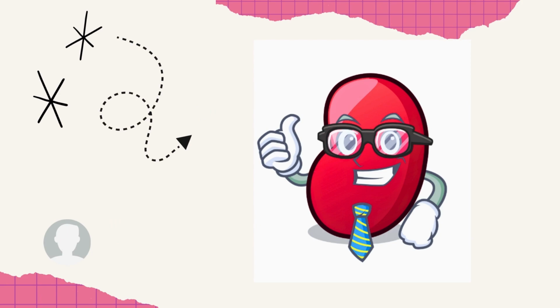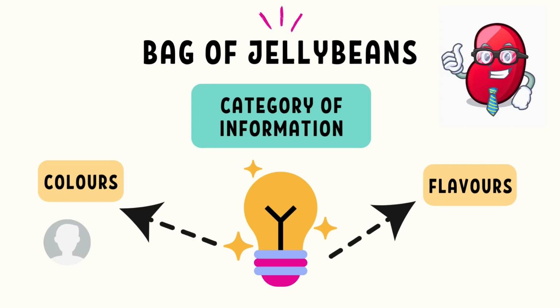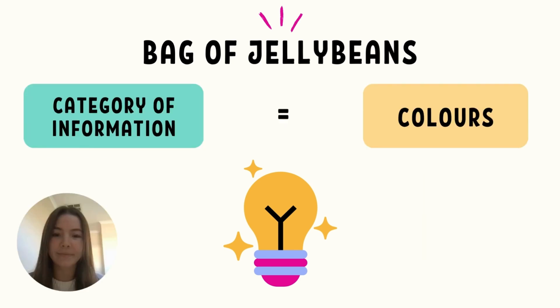I will give you a clue. Today you will be organizing me and my Jelly Bean friends into either colors or flavors. Which one will it be? Well done, everyone. Our category of information that we're going to be describing our set of data by is colors. So we're going to be going through this bag of jelly beans and we're going to be looking and observing and seeing how many different colors appear in this bag of jelly beans. This means our category of information is colors.